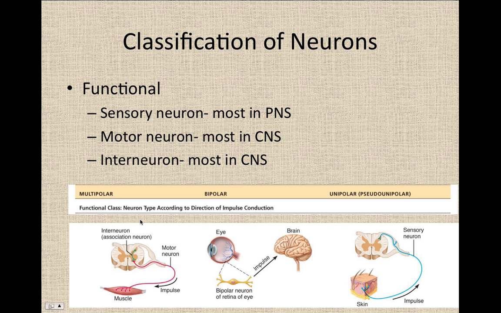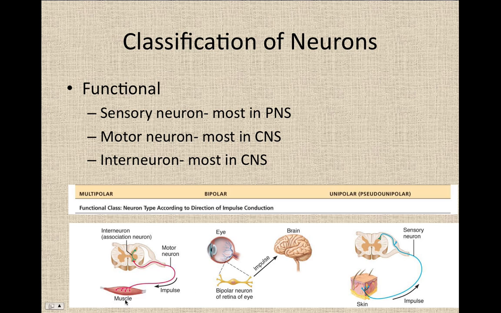So the motor neuron mostly is going to be in the central nervous system. So you have the cell body right here in the central nervous system, and it sends that information or the effect to the effector, which would be the muscle in this case. Okay? This here is the interneuron, or the association neuron. So that could be a neuron in the central nervous system that is relaying information from, say, the skin to lead to some sort of reflex. Or it could be collecting information from the brain and bringing it back to the motor to create some sort of response.